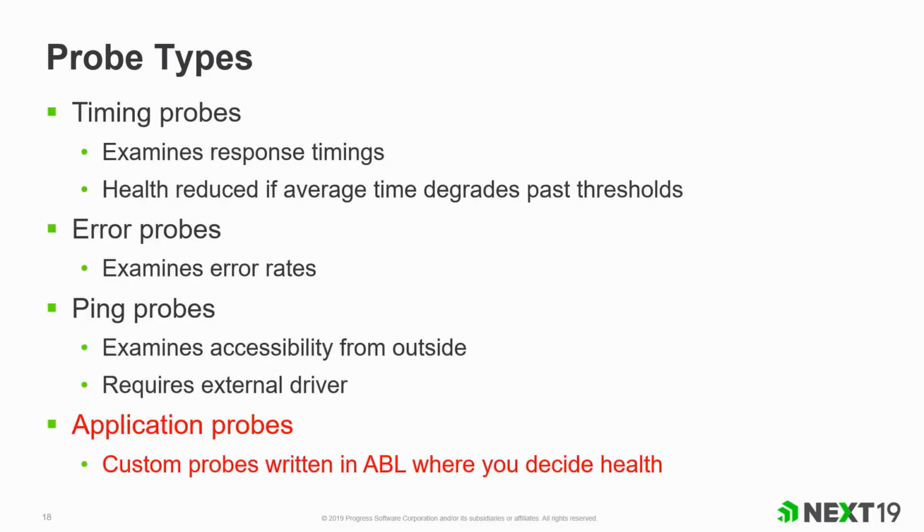So, timing probes. Timing probes examine response timings so that you can set a level that all my requests are supposed to take, no more than a second, if you've got small APIs and are not running large reports. Once you start approaching that, it'll get marginal, and once you go over that, it'll start becoming unhealthy.